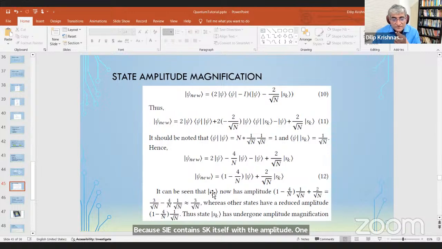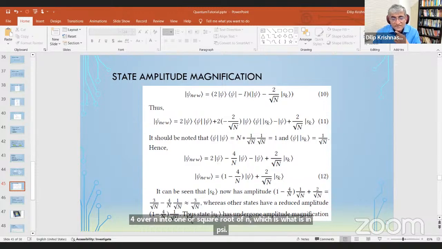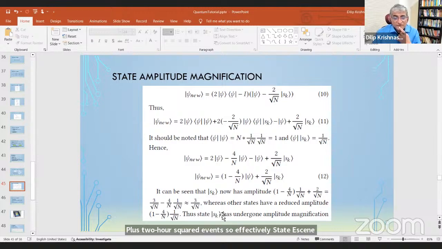When you apply the reflection transform, you can see that the new wave function has all the other states with a reduced amplitude, and the state sk now has an amplitude which is 1 minus 4/n into 1/square root of n, which is what is in psi, plus 2/square root of n. So effectively, state sk underwent amplitude magnification.